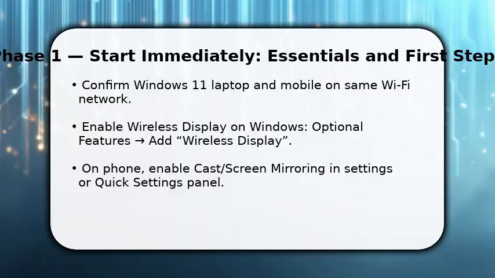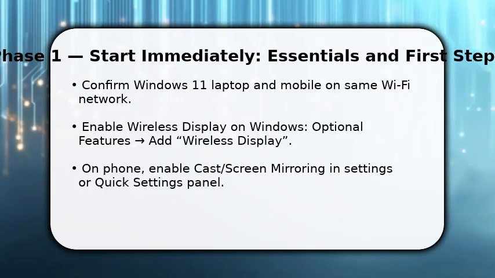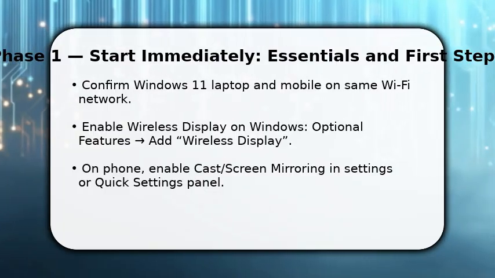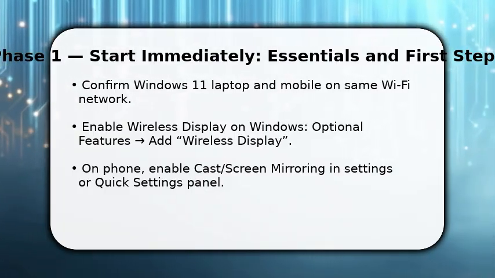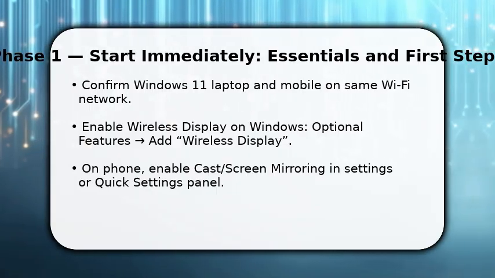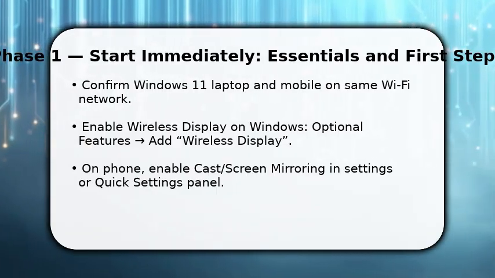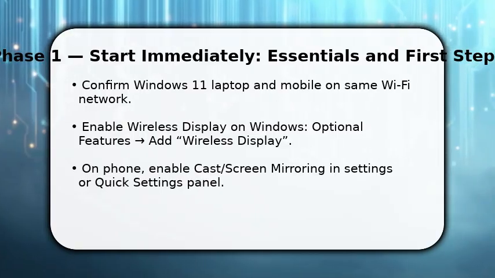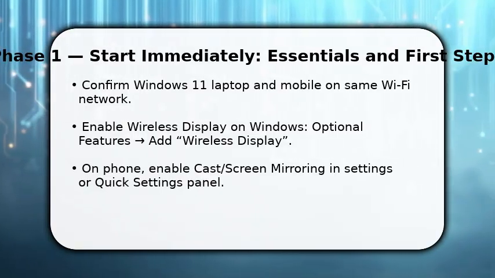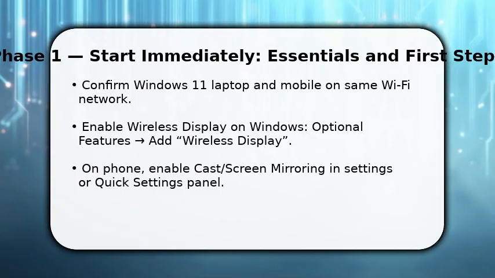Enjoy the video. You start with two essentials. Same Wi-Fi and wireless display enabled on Windows 11. This gives the wireless bridge. Once done, open Settings, then Apps, then Optional features and install wireless display. Make sure the laptop is discoverable by turning on nearby sharing if needed.